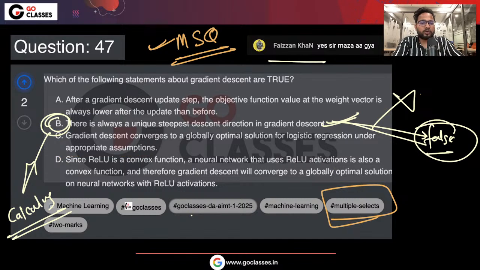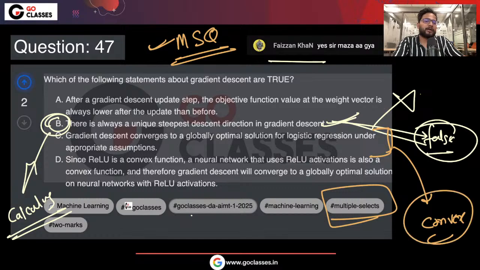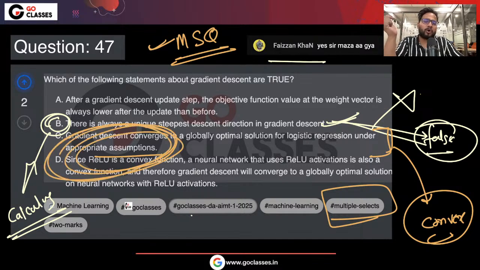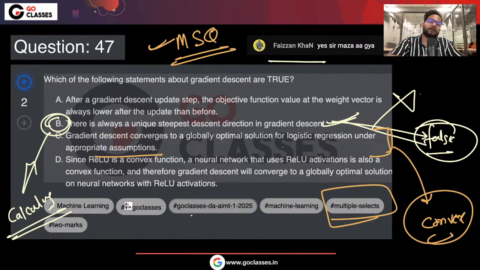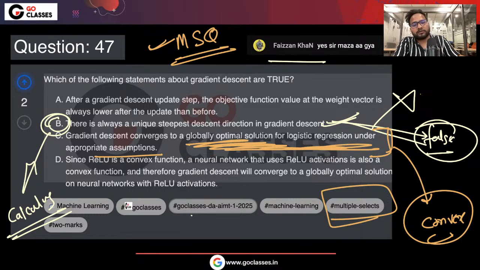Do you know the logistic regression loss is a convex function? Appropriate assumption means that the learning rate is not fluctuating and so on. All of this is coming under appropriate assumptions. But basically they are saying that it will converge to the globally optimal solution for logistic regression, since the logistic regression loss is a convex function.